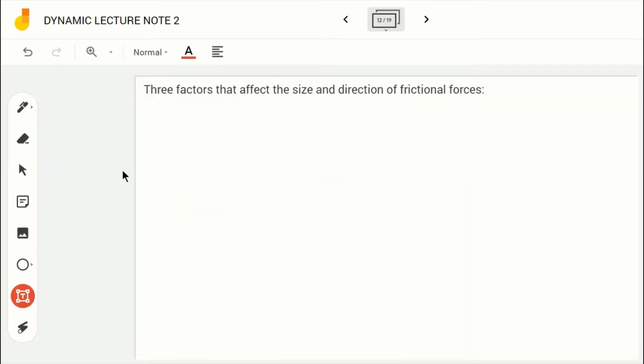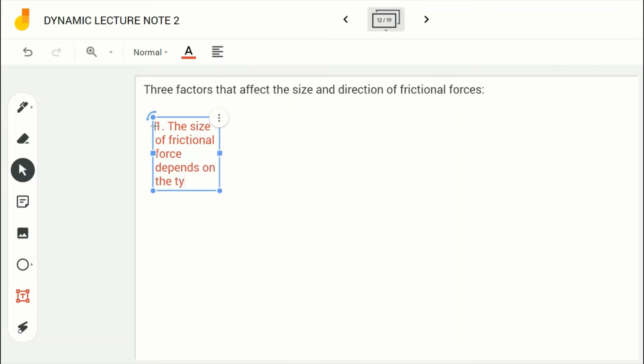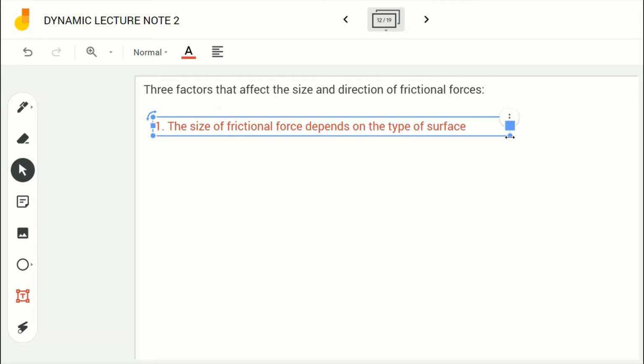Now we'll look at three factors that can affect the size and direction of frictional force. Number one, the size of a frictional force depends on the type of surface. That's the first factor.